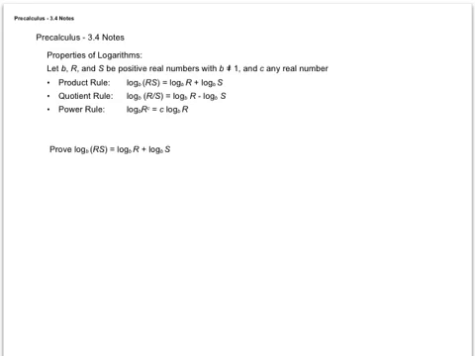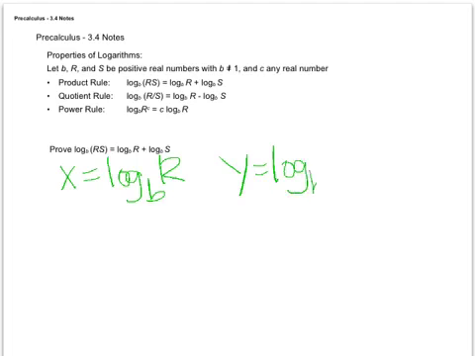To prove it, we're going to look at log base b of rs is equal to log base b r plus log base b s. And how we're going to prove that is we're going to let x equal log base b r, and we're going to let y equal log base b s. Okay, and so when you look at these things as exponentials, you're going to have b to the x equals r, and b to the y equals s. Okay, so that's what you're looking at.